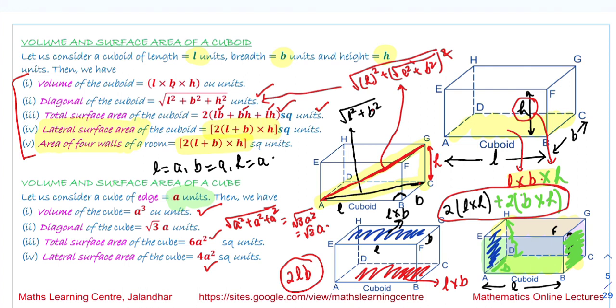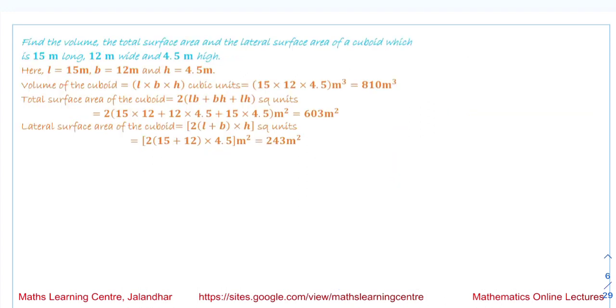Now the first question that we have is find the volume, the total surface area and lateral surface area of a cuboid which is 15 meter long, 12 meter wide and 4.5 meter high. So length, breadth and height of the cuboid, it is given to us. All these values are different, so we are saying it is a cuboid. So we have to find the volume.